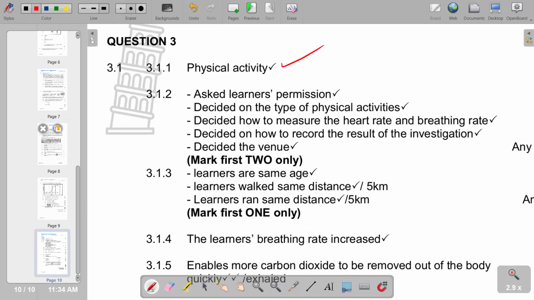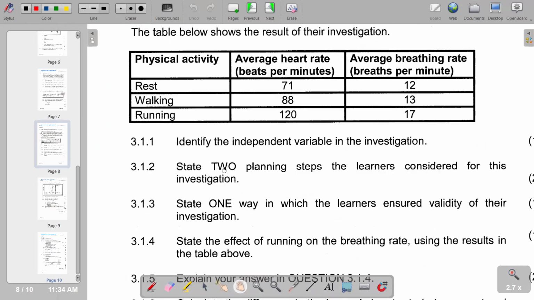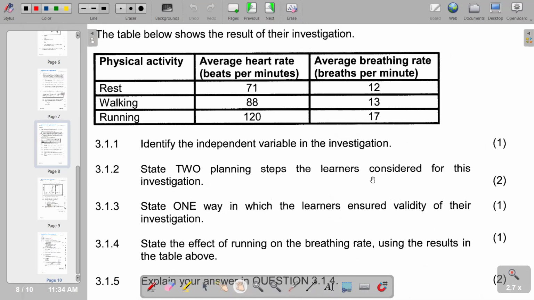So the next question: state two planning steps the learners considered for this investigation. Explain two planning steps the learners considered before this investigation, with 2 marks.